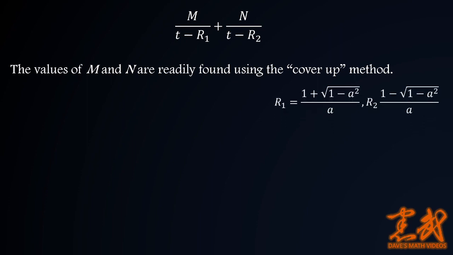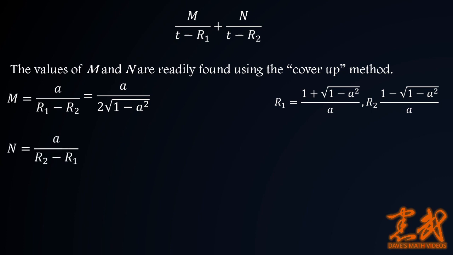If we do this, recalling that r1 is equal to 1 plus the square root of 1 minus a squared, over a, and that r2 is equal to 1 minus the square root of 1 minus a squared, over a, we'll find that m is equal to a over 2 times the square root of 1 minus a squared, and that n is equal to a over negative 2 times the square root of 1 minus a squared.